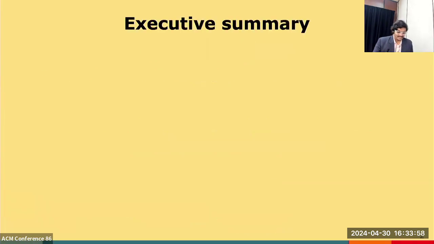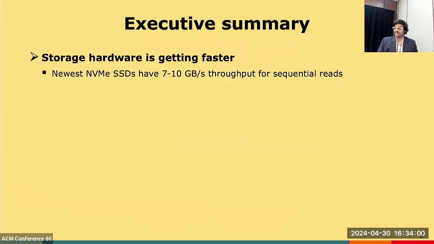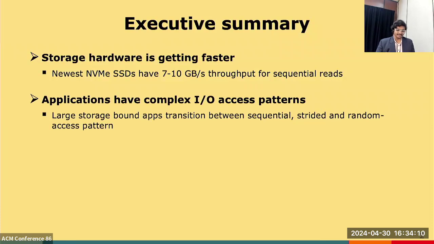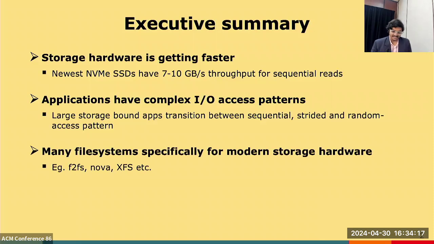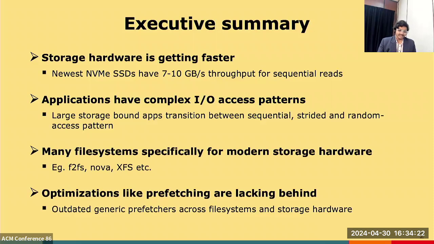Okay. Now we all know that the storage is getting faster. For example, the newest SSDs take up to 10 Gbps throughput for sequential reads. Large storage-bound applications have complex I/O access patterns, and there has been a lot of work in improving file system performance, including implementing new file systems for modern storage, for example, F2FS, XFS, and so on. In this work, we find that prefetching, as a file system optimization, is still lacking behind in this context, and this leads to loss in performance for the application.